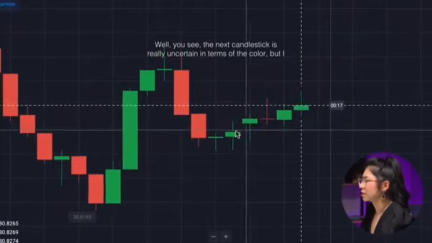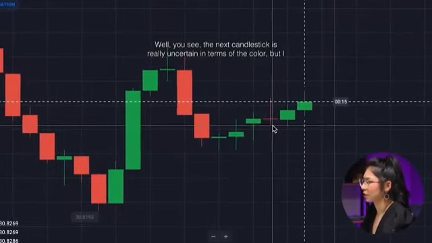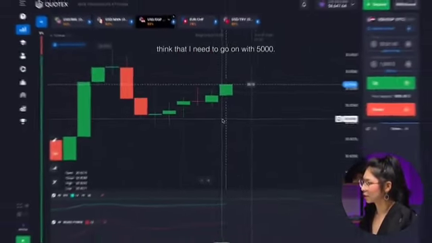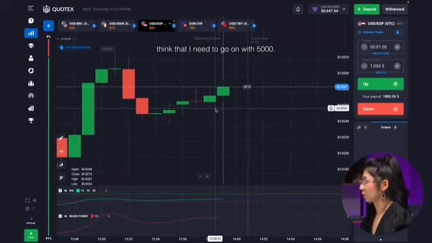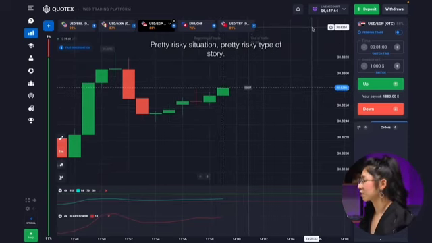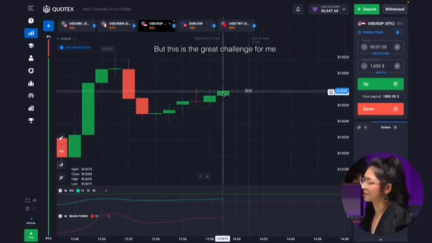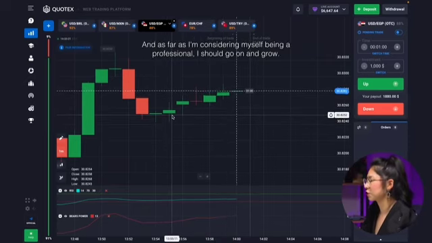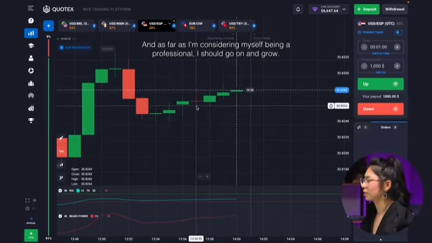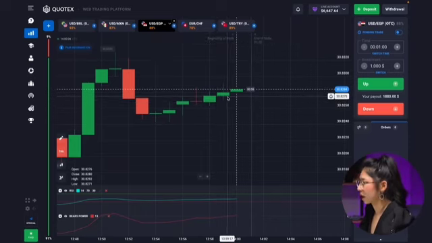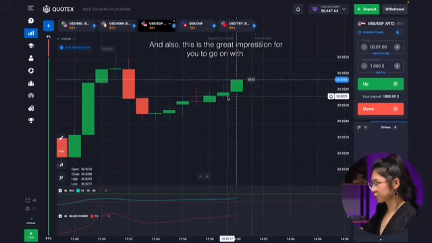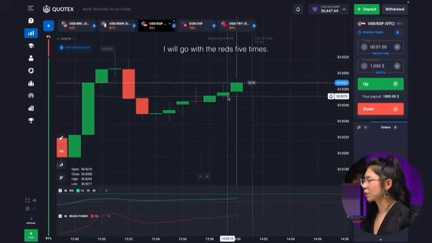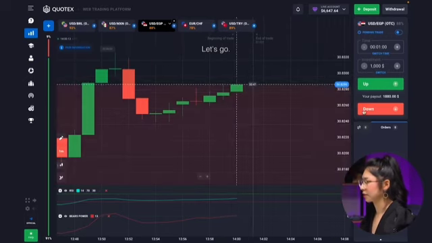You see, the next candlestick is really uncertain in terms of the color, but I think that I need to go with $5,000. Very risky situation, very risky type of story, but this is a great challenge for me and as far as I'm considering myself being a professional, I should go on and grow. Also, this is a great impression for you to go on with and I will go with the reds 5 times. Let's go.